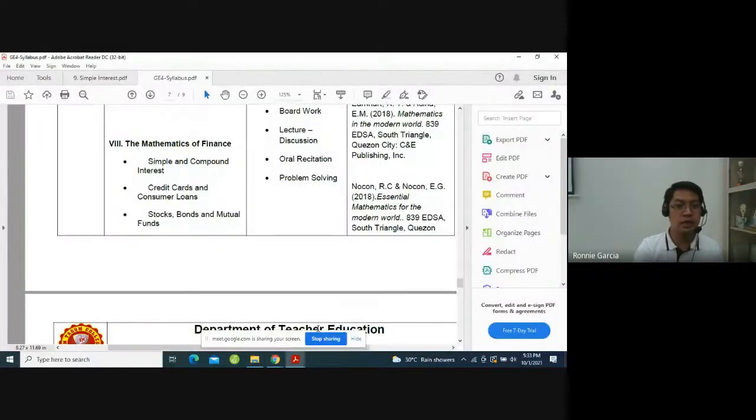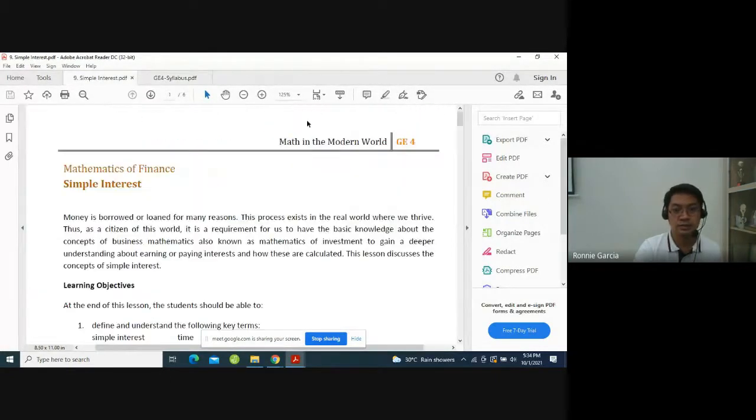Syllabus, so that we can be oriented once again. We are now on part 8, and this is nearing the last part or the end of GE4, the mathematics of finance, which includes simple and compound interest. So for tonight, you have to be aware that we will be discussing simple interest.